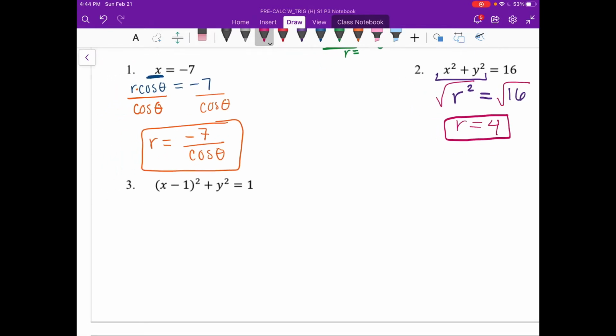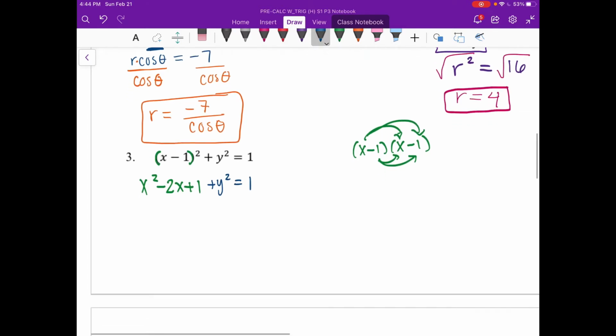And the next one, we have to first simplify the way this looks. I'm going to do that by multiplying out the x minus 1 squared. So this means multiply x minus 1 times x minus 1, do double distribution, and so on. That becomes x squared minus 2x plus 1. Then I'm going to bring down the plus y. That's still there, but that's a y squared, and then the 1 there.